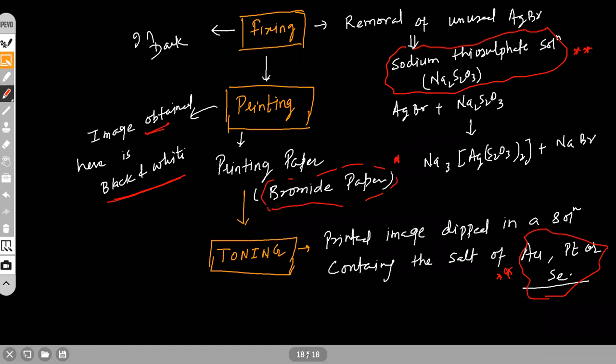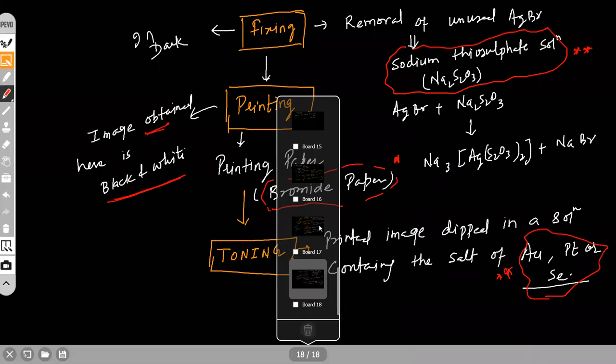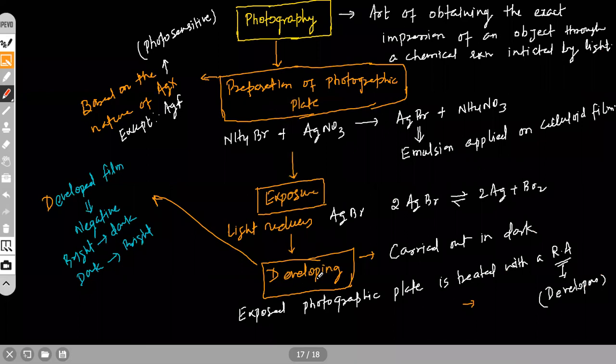Reaction, you let it be. You can skip the reaction. And for developing, carried out in the dark, we use a reducing agent called developers. I have given you two examples of developers, and that is potassium ferrous oxalate and alkaline solution of pyrogallol and quinol. Okay, that is important.